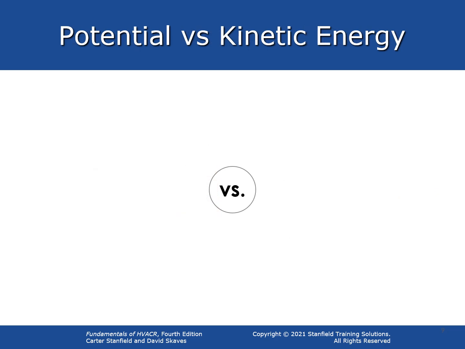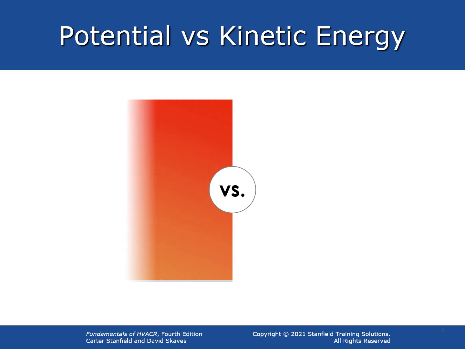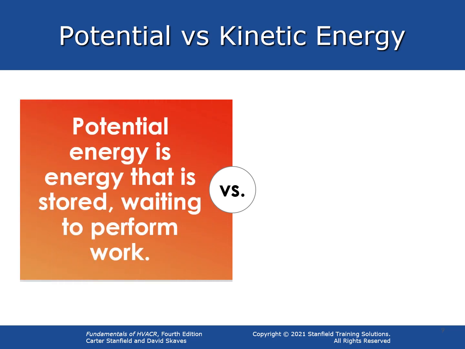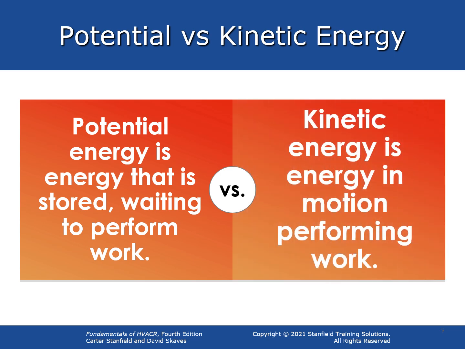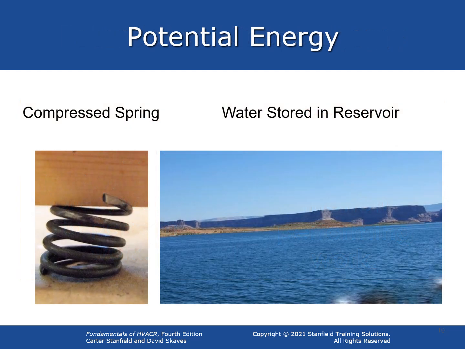Energy can be classified as either potential or kinetic. Potential energy is energy that is stored, waiting to perform work. Kinetic energy is energy in motion, actually performing work. Examples of potential energy include a compressed spring or water held in a reservoir behind a dam.